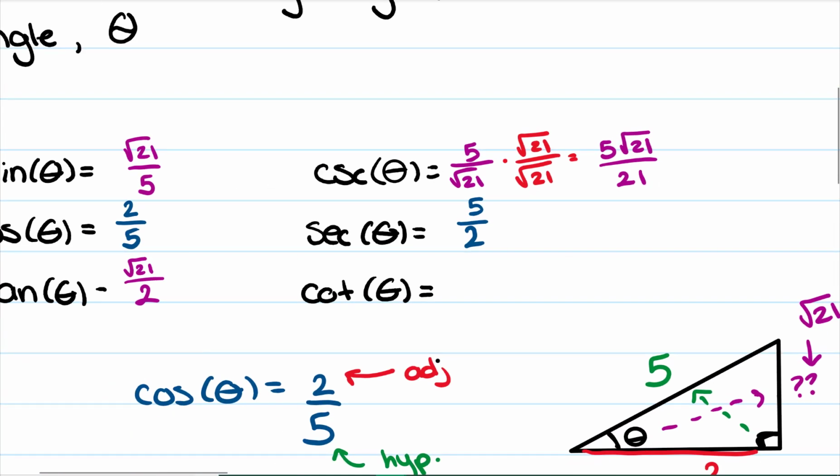And now we're going to do the same thing for cotangent. So you get 2 divided by radical 21. And then we're going to multiply by the radical 21 to rationalize it. So you get 2 radical 21 over 21. And that's all you have to do for that.